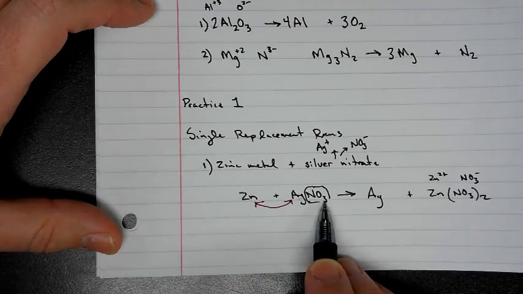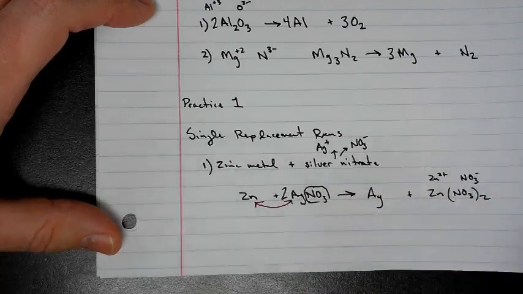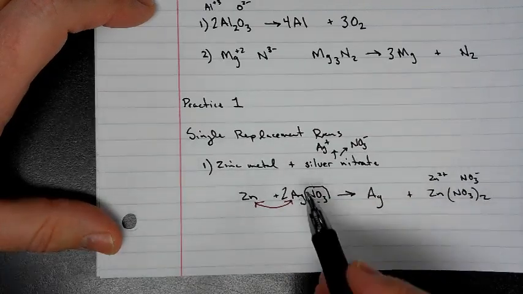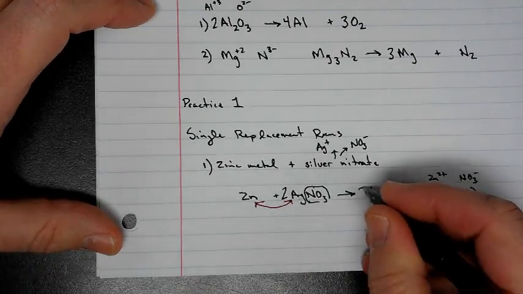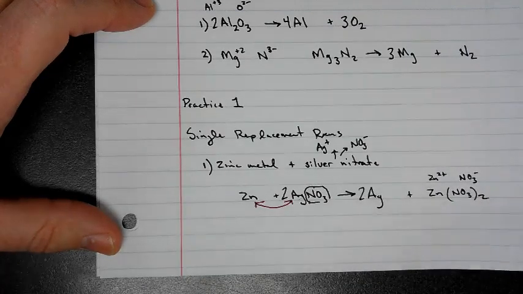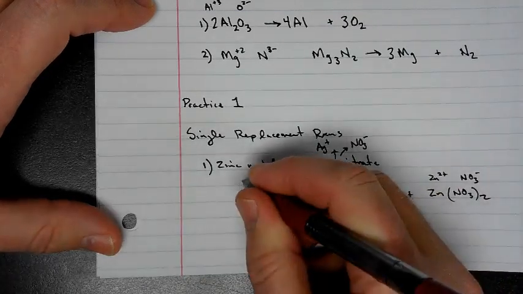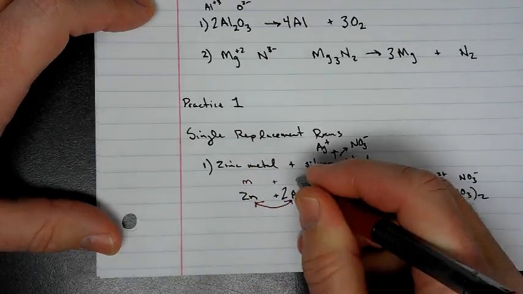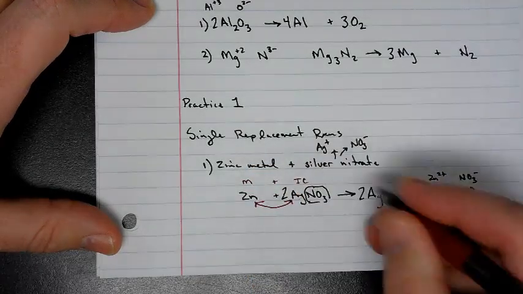So I'm going to put a 2 in front of the silver nitrate. That gives me 2 silvers, so I'll put a 2 in front of the silver on the right-hand side. I now have a balanced chemical equation. You can see that essentially this is what you have. You have a metal plus an ionic compound, and then the metals will switch places.